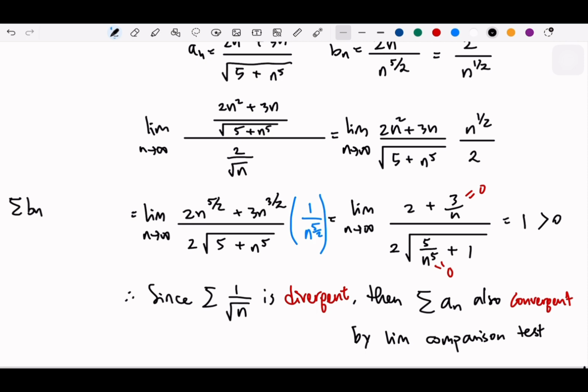Yes. Good. Yeah, why did I write convergent? Okay. I'm also surprised. I thought I was writing divergent.